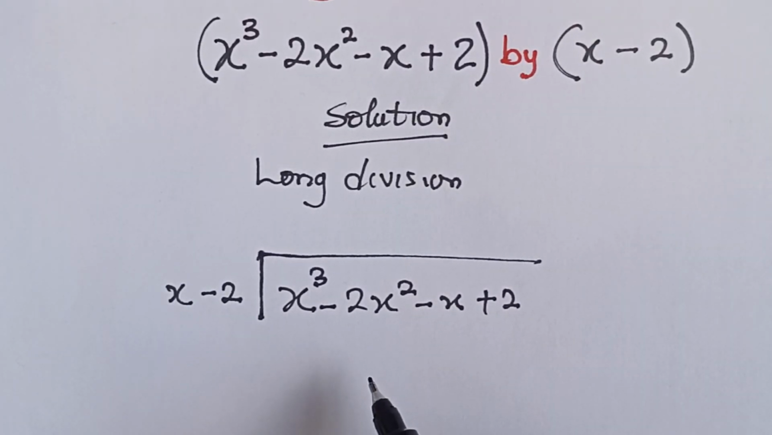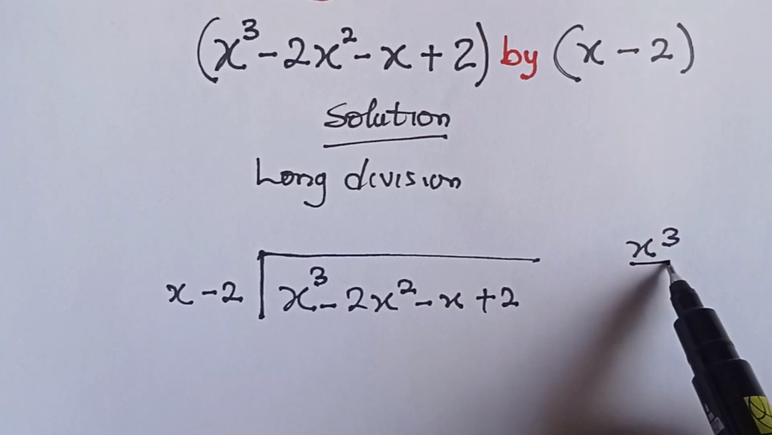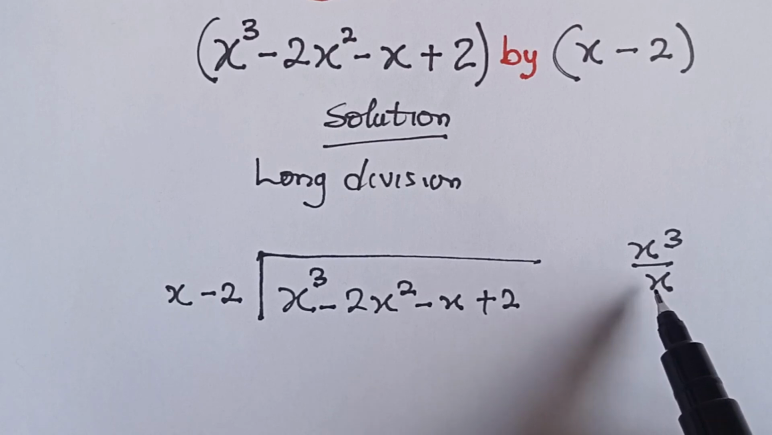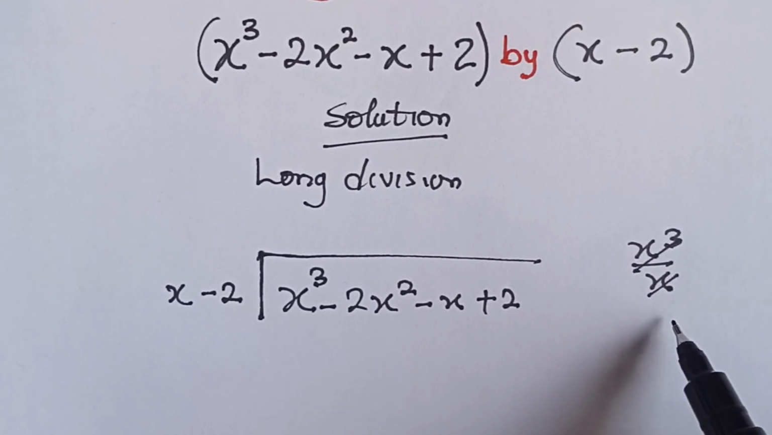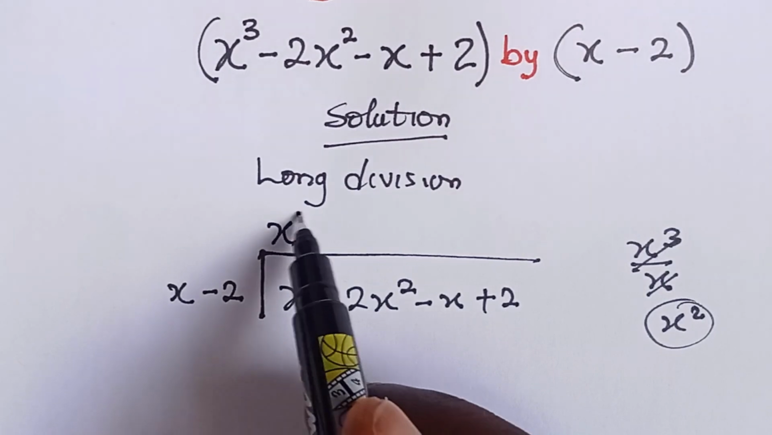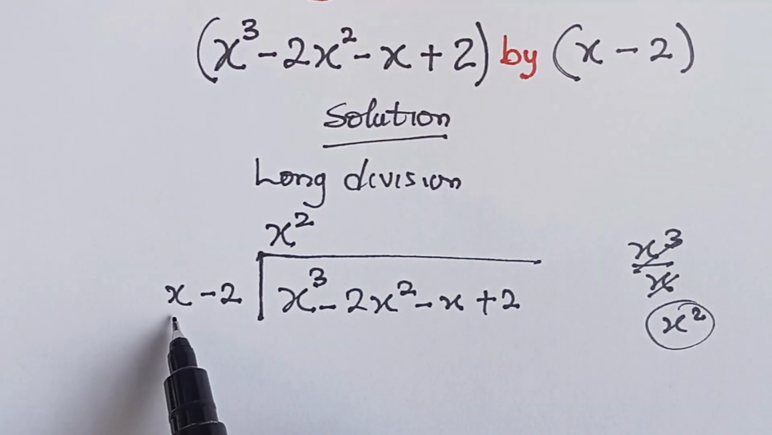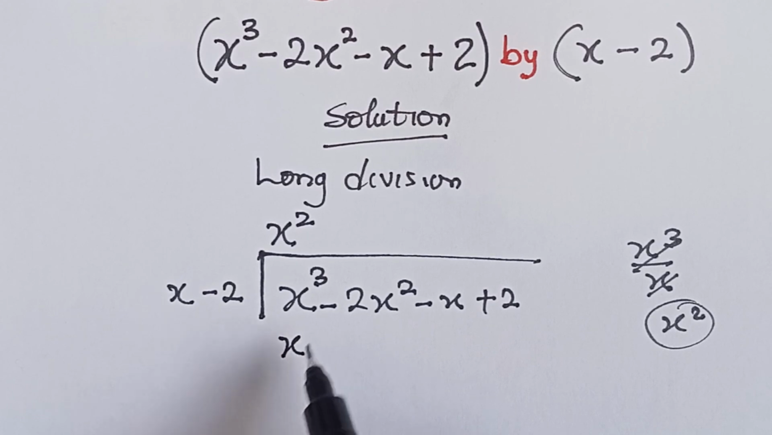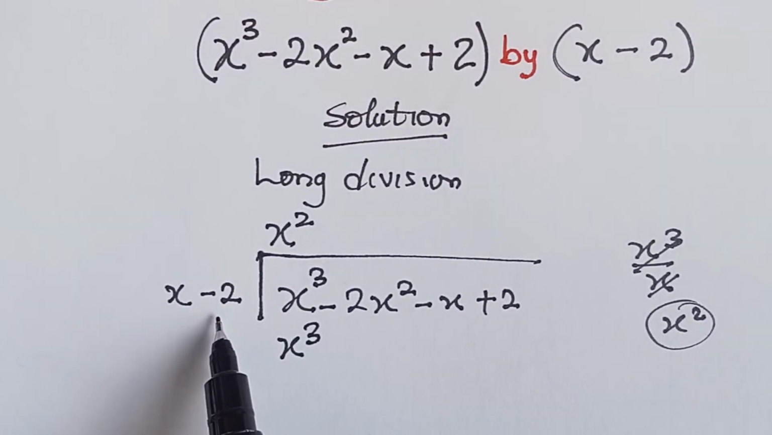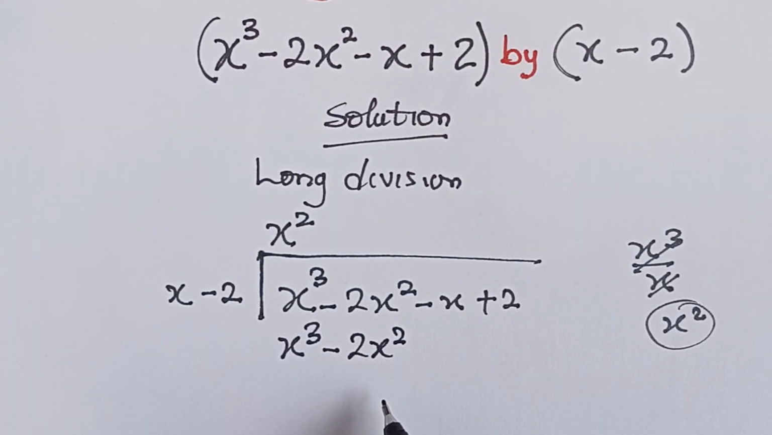Okay, so the first thing we do is we divide x^3 by this x. All right, so how many x can we see in x^3? That will be x^2. So we're going to write our x^2 here. Then we multiply. We do x^2 times x, which gives us x^3, and we also do x^2 times -2, which will give us -2x^2.